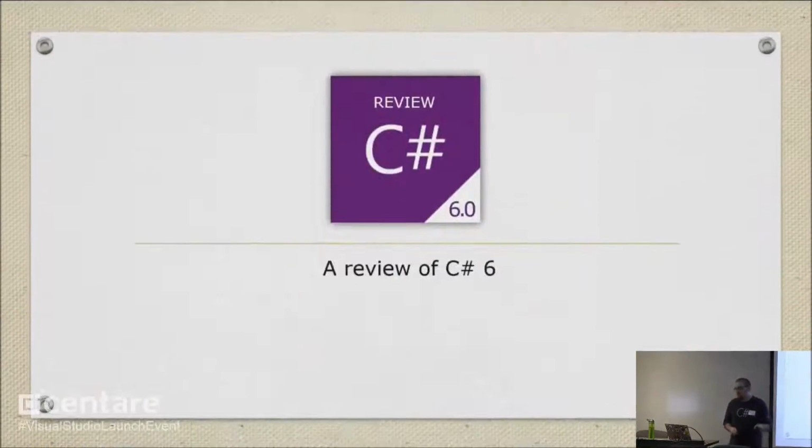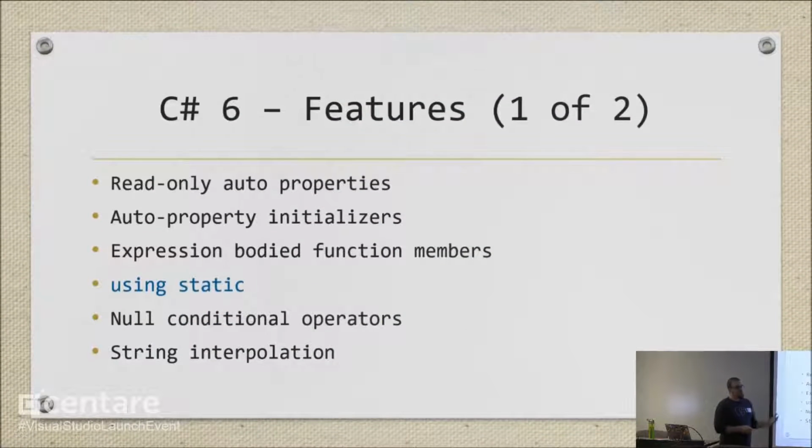All right, so now we're going to do the quick review of C# 6, some bullet points on some of the things that you may or may not be familiar with. It's a preface to talking about C# 7. There were 12 key features released as part of C# 6. We had read-only auto properties, auto property initializers, expression bodied function members, using static. I'm going to have examples of all these. Who's actually used some of these new things? Okay.